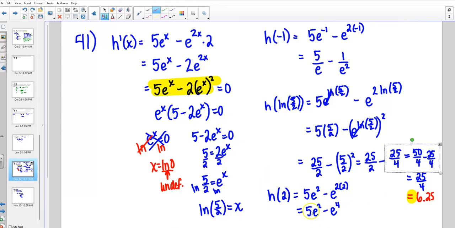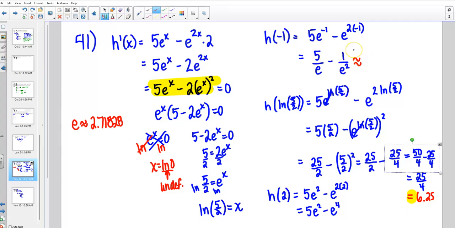You just get 5e to the 2nd minus e to the 4th. What's difficult about this is deciding what's the biggest and what's the smallest. Okay? So, e is approximately 2.71828. That many decimals is not really necessary for your estimation here. It's about 2.7, right? So, if I have 5 and I divide it by about 2.7, right?